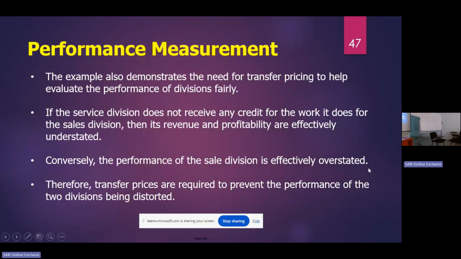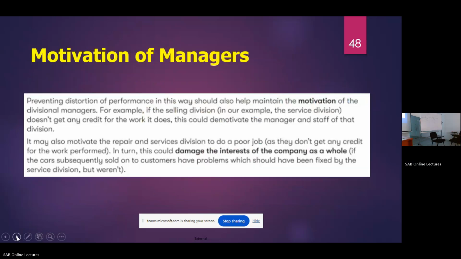So the performance of the sales division is overstated and the service division is understated. Therefore, transfer pricing is required to prevent the performance of the two divisions from being distorted. Preventing distortion of performance is also a way to help maintain the motivation of the divisional management. For example, if the selling division doesn't get any credit for the work it has done, it could demotivate the manager and staff. It may also demotivate the service division to do a poor job.